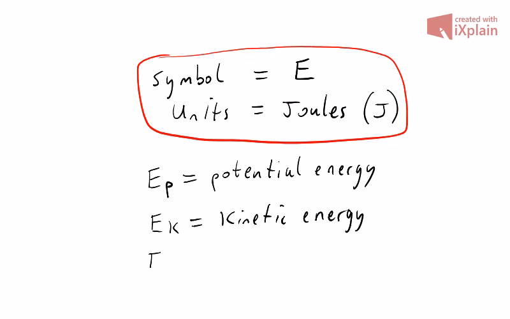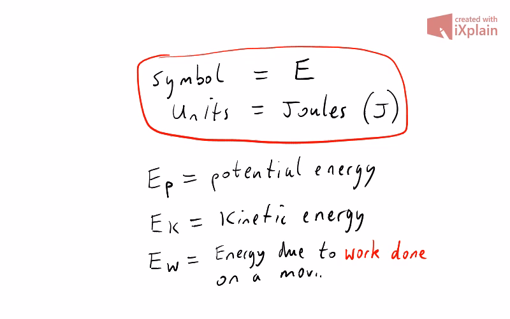And then the third one is EW. Now this is the energy due to work being done on an object. So if you move an object by using a force and it covers a certain distance, then you've done work on that object. So you've obviously transferred some of your energy onto that object and made it move.